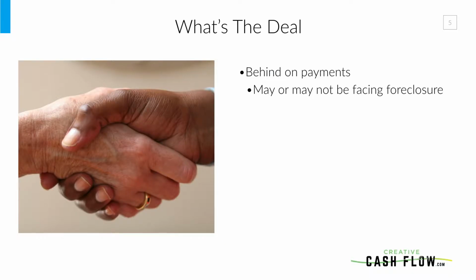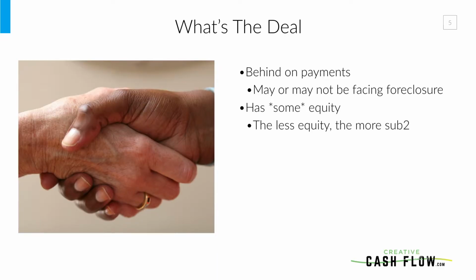What's the typical deal look like on a subject-to property? Well, the first largest indicator here is going to be that they're behind on payments. They may or may not be facing foreclosure, right? They may be $6,000 behind and not actually in a scenario where the foreclosure is imminent, but they're going to be behind on payments, most likely. They're going to have some equity. Now, like I've said before, the less equity they have, the more subject-to it's going to be.